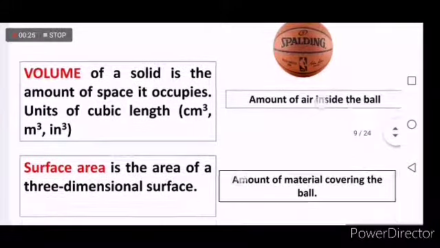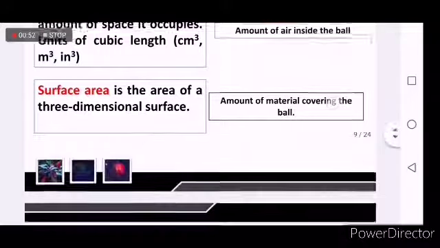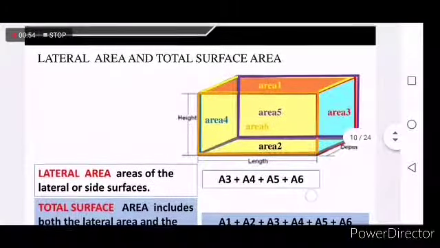Pero ano nga bang kinukompute natin sa mga solids? The first is called volume. Volume is what? The amount of space it occupies. So if you happen to see a basketball, the amount of air inside the ball is the volume of the solid. While the amount of material covering the ball is the surface area. So yan ang madalas na i-compute natin. The volume and the surface area of different solids.